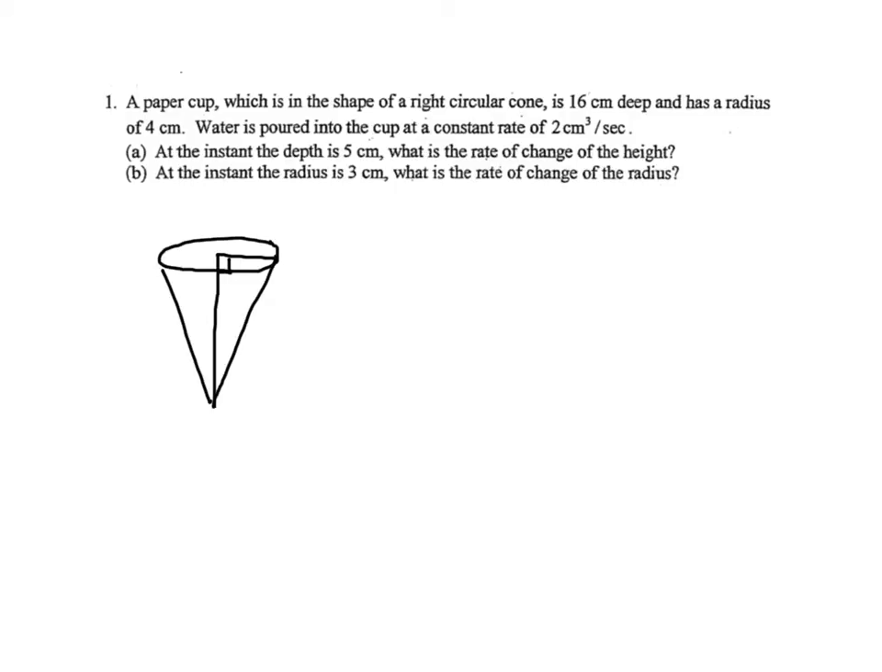It is 16 centimeters deep. Okay, so that represents my height, 16 centimeters. And it has a radius of 4 centimeters. Water is poured into the cup at a constant rate of 2 centimeters cubed per second. All right, so two things to catch. They use the word rate, so we know that's a derivative.